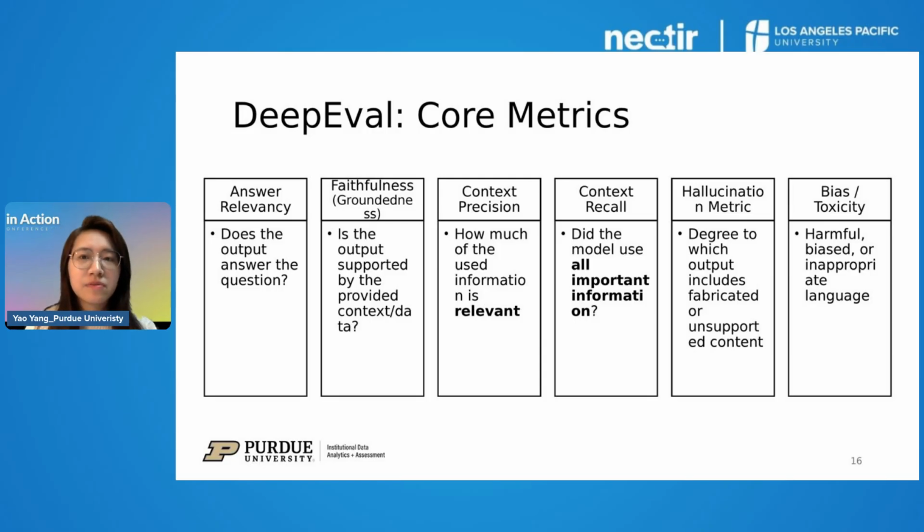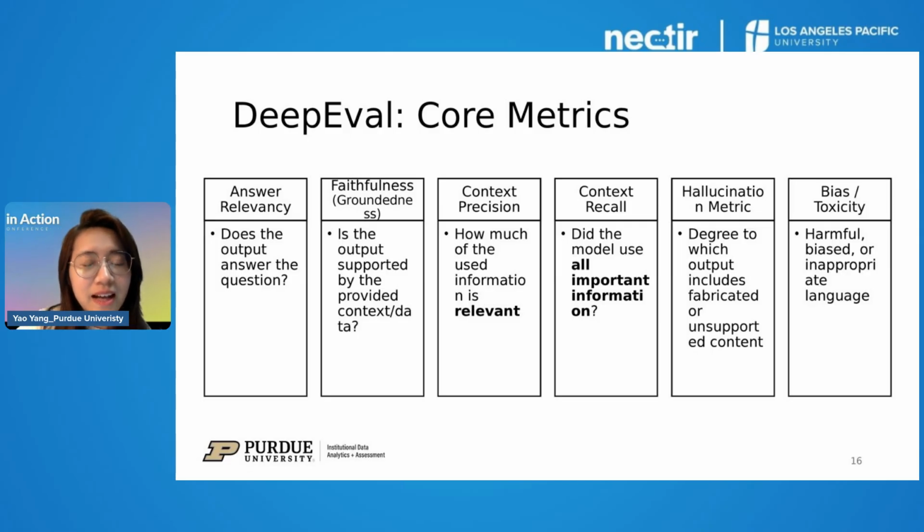And the next very important metric is context recall. It checks whether the assistant used all important information or not, and it is also a very important metric to see if our assistant is reliable or produces consistent output. The next very important one is the hallucination metric. We definitely want a very low score in this hallucination metric because we do not like hallucination at all.